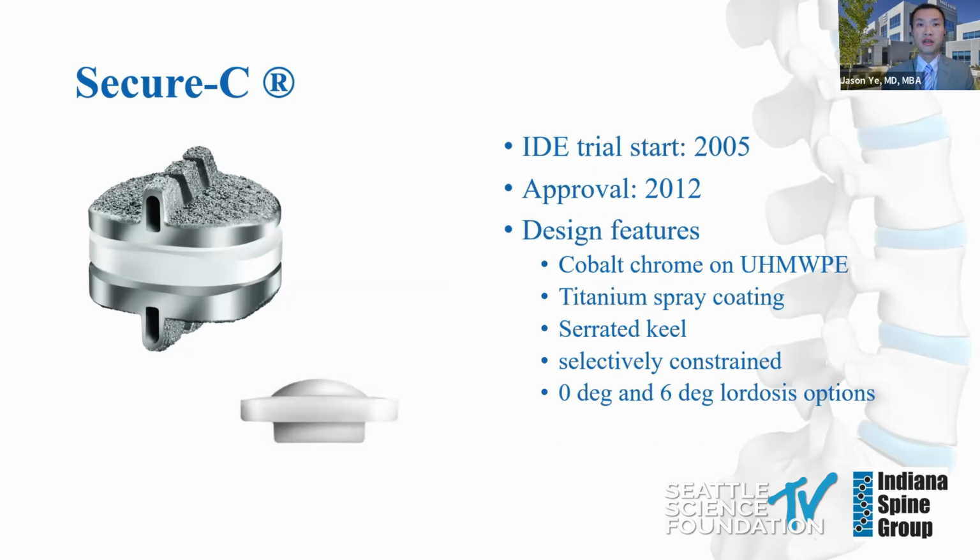The Secure C featured a selectively constrained cobalt chrome on poly bearing. It had a lower cylindrical articulation to allow unlimited axial rotation, like the rotating platform of distal femoral placement. This further reduced stress transfer to the bone implant interface. The upper spherical articulation allowed bending and translation in multiple planes. This device had 0 and 6-degree lordosis options, and it was approved in 2012.